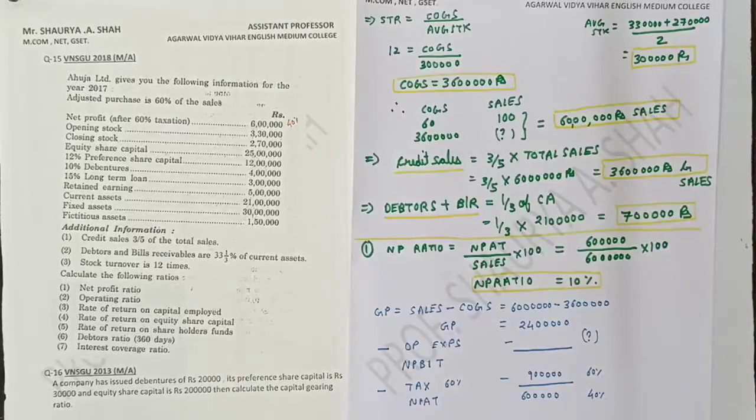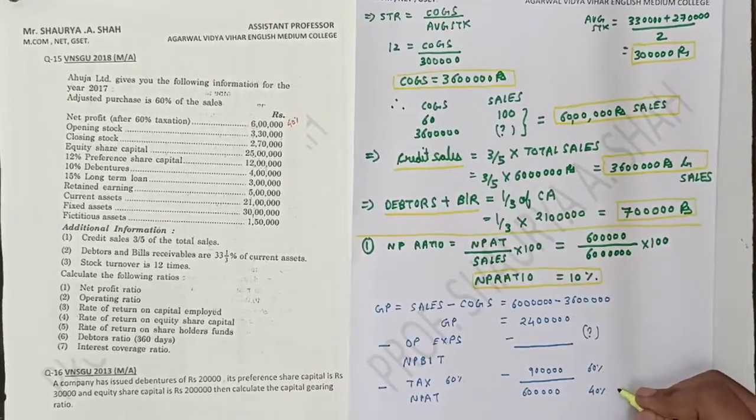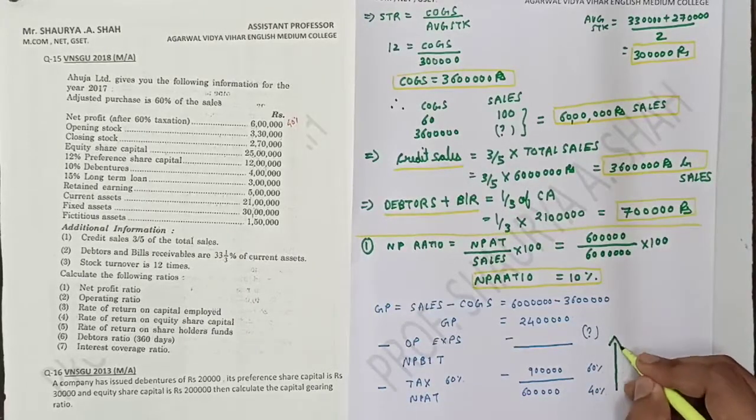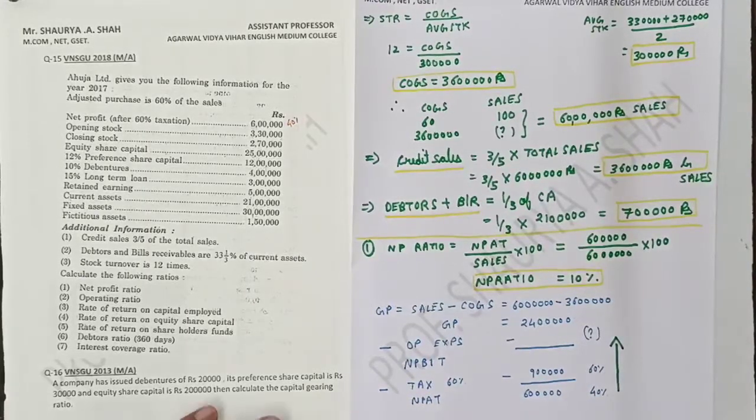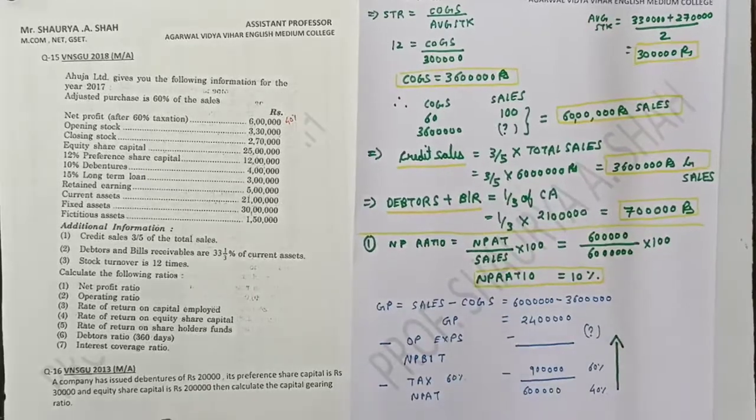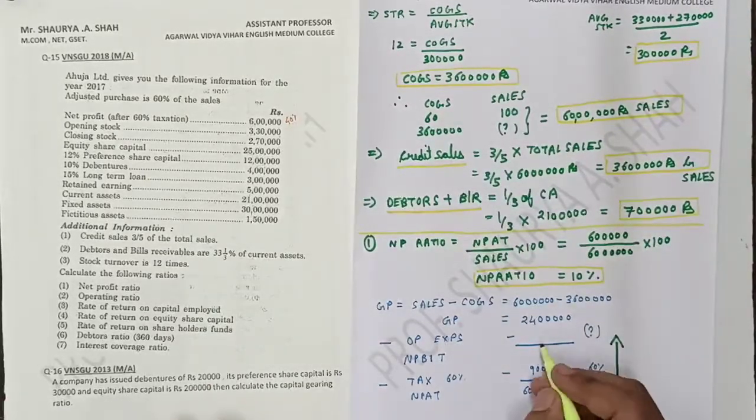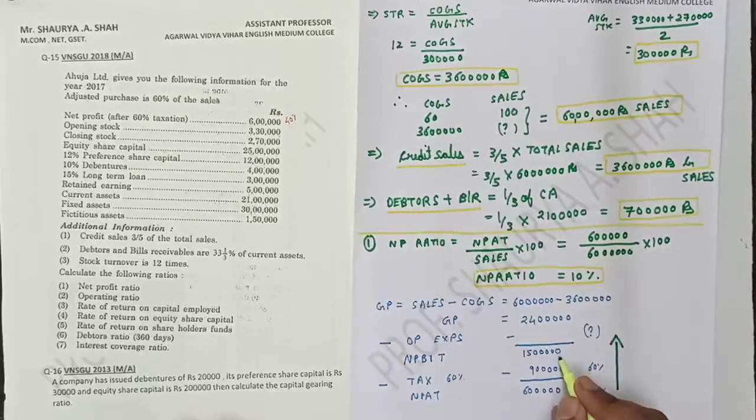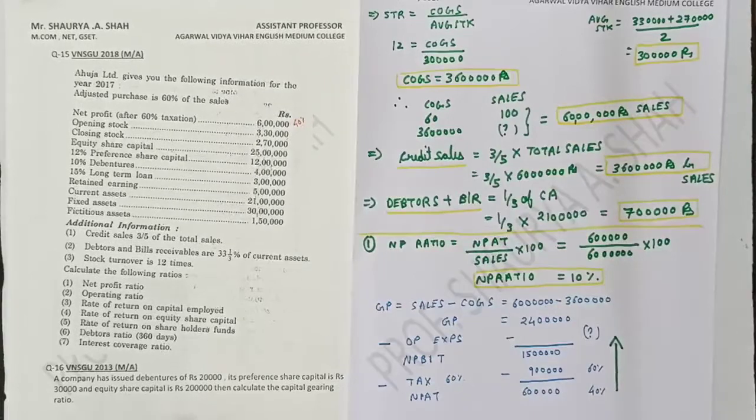So when you are moving from downwards to upwards, students, the signs are reversed. Fine. So whatever you have deducted, now you need to add it. So 6 lakh plus 9 lakh gives me the answer of 15 lakh. Then only I can deduct 15 lakh minus 9 lakh gives me 6 lakh, right?